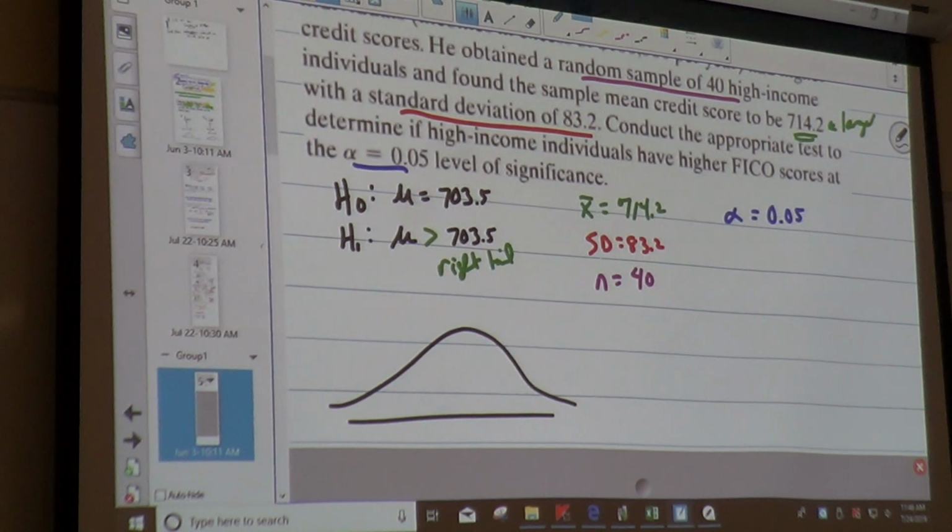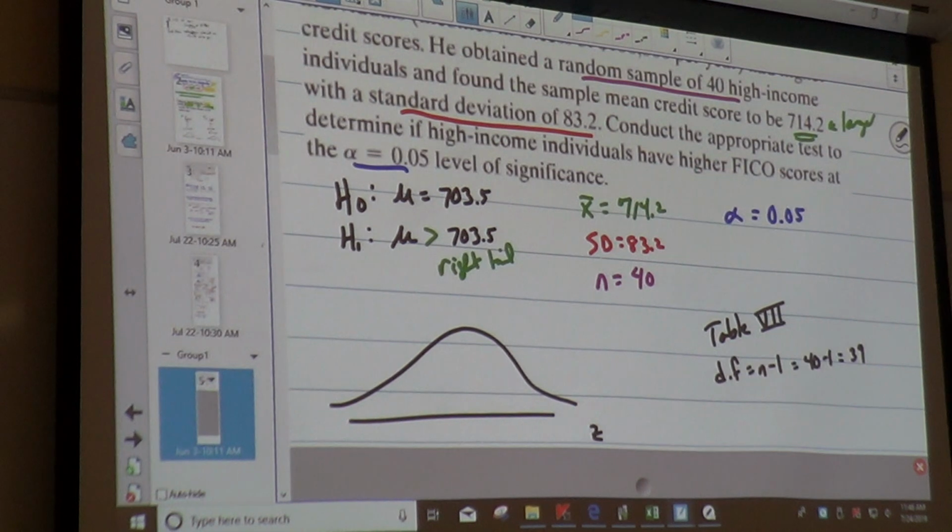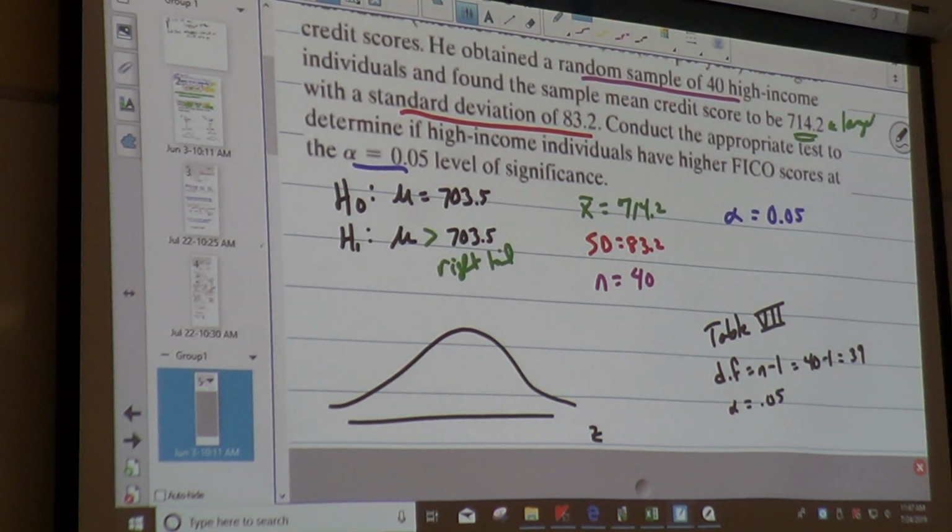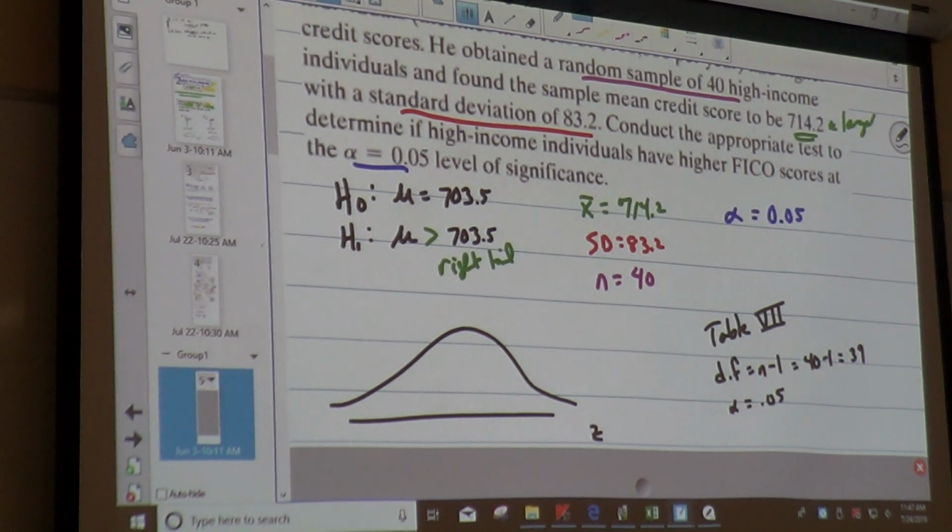Because it has a standard deviation, I know that this is going to be a z-test. I go to my table 7, and I need to know the degrees of freedom, N minus 1. So 40 minus 1 is 39. So I'm using a degree of freedom of 39, and I'm using an alpha of 0.05. So if I go to my table 7, what does that give you? 1.685? Is that what y'all got?